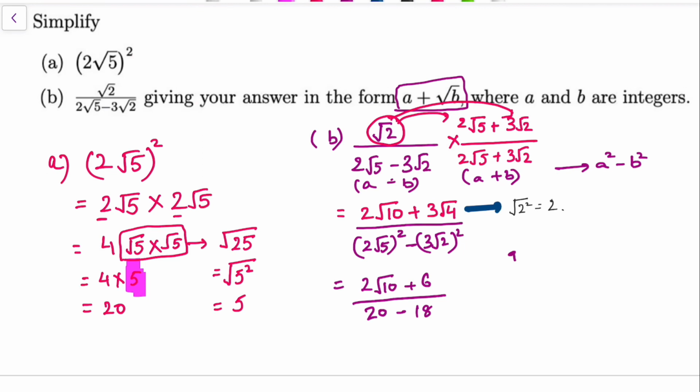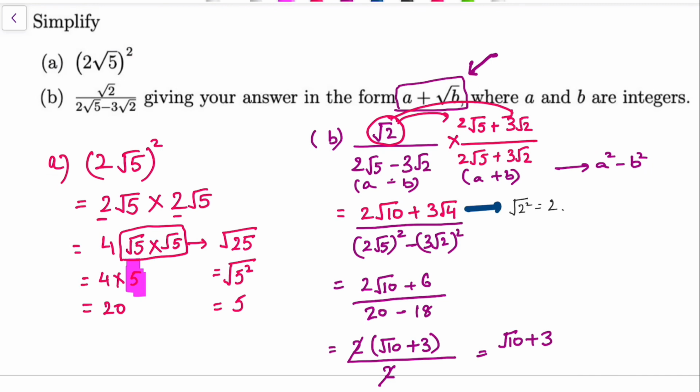Right, so now let's simplify further. So we will get 2√10 plus 6, we can take 2 common, so we will be left with √10 plus 3, and over 20 minus 18 is 2, so now that 2 and 2 will cancel, so we are left with √10 plus 3.